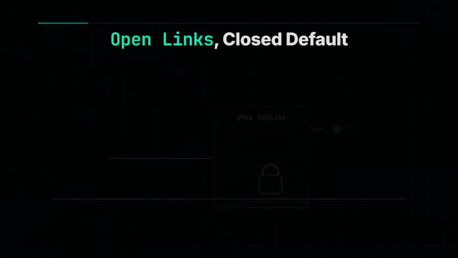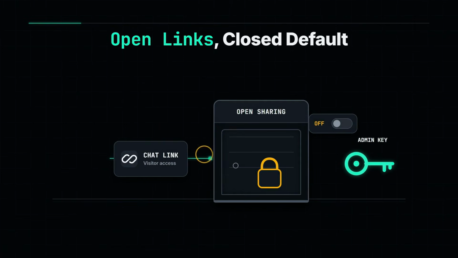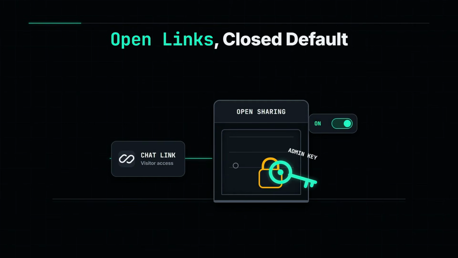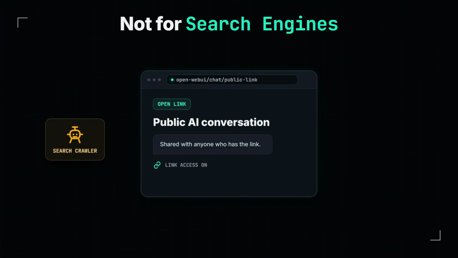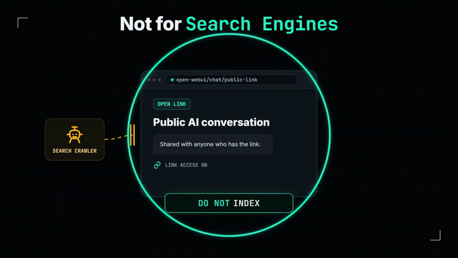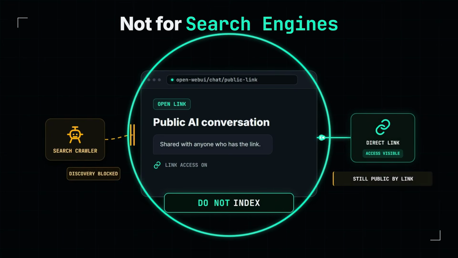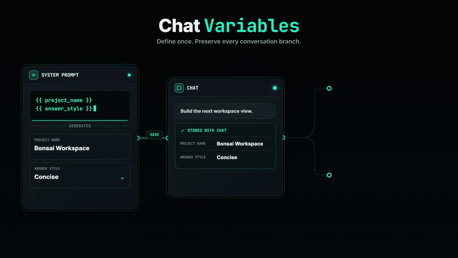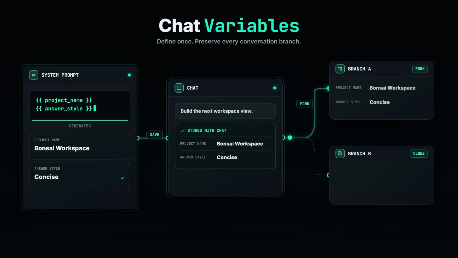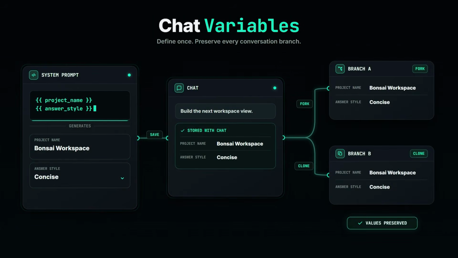Chats may open to anyone holding a link, but administrators must allow open sharing first, and that permission remains disabled by default. Publicly open chat pages also ask search engines not to index them, adding a discovery boundary without replacing access judgment. A model's system prompt can define text fields and dropdowns, whose values are stored with the conversation and preserved through forks or clones.